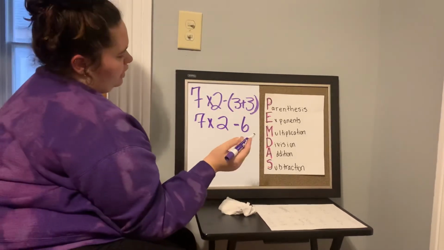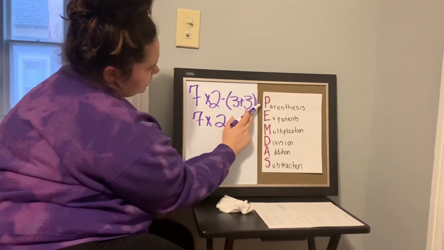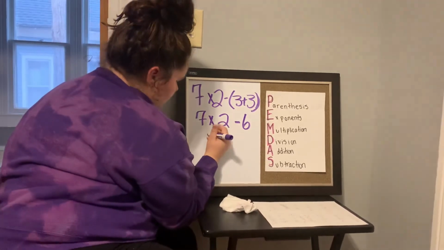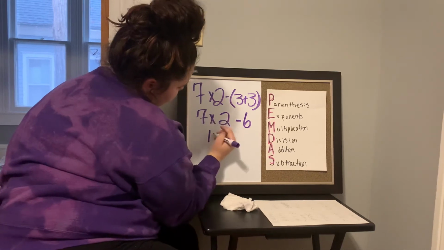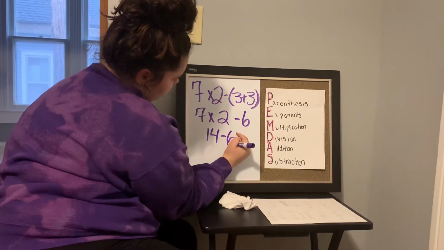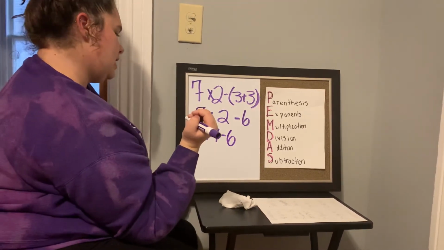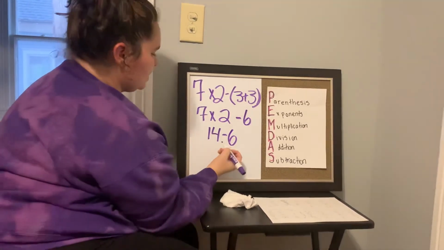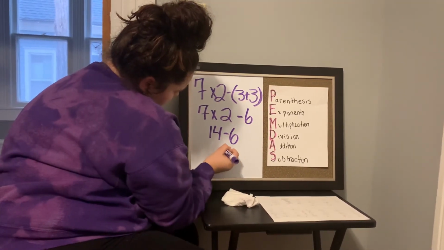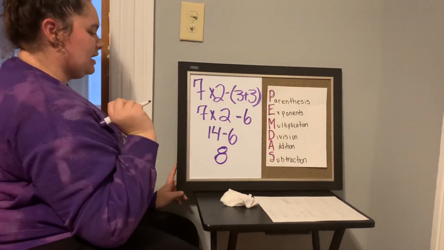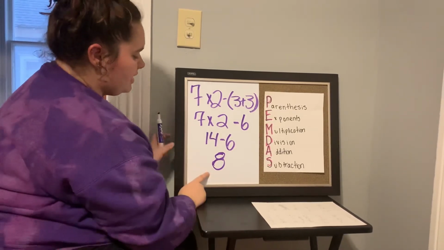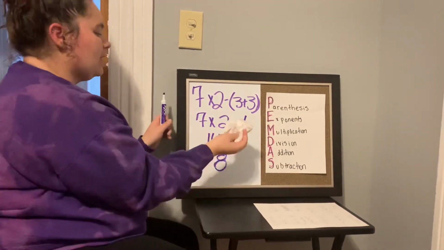Okay, so we don't have any more parentheses, no more exponents, but we do have multiplication right here. So we're going to do that next. So we have 7 times 2 is 14. We're going to bring this down, minus 6. So all we have left is this subtraction. So 14 minus 6 is 8. And that is the last one that we're going to do, and that's the third one on the worksheet. So that one is 8, and you guys can work on the rest of the worksheet yourselves.